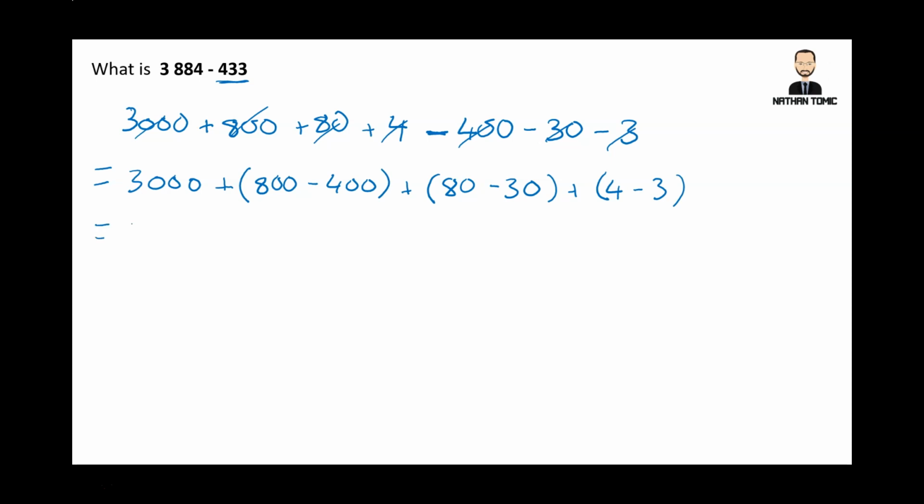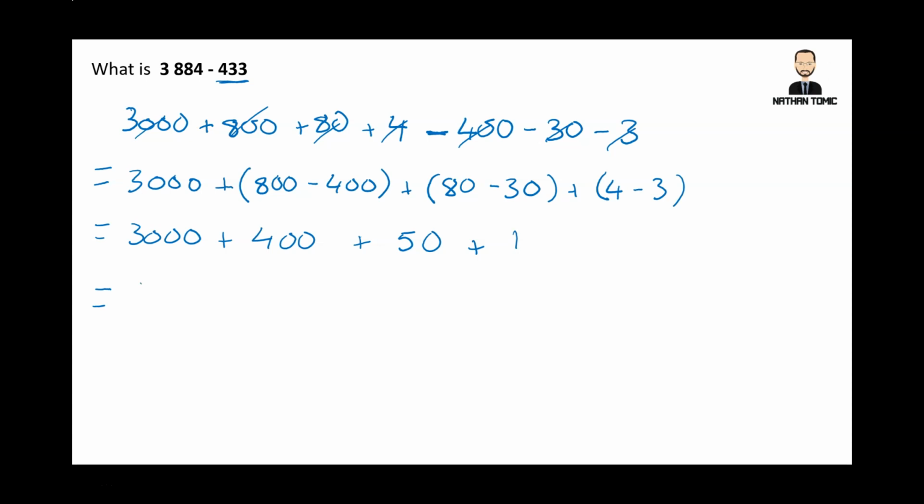So we're going to have equals, 3,000 hasn't changed, plus the first bracket, 800 minus 400 gives us 400 left, plus 80 minus 30 gives us 50 left, plus 4 minus 3, of course, gives us 1. And now we've got one value for each of the place value locations, so we can find a final answer.